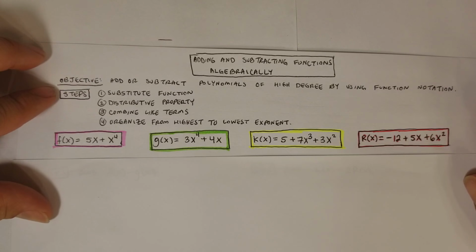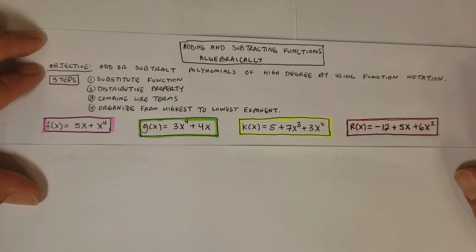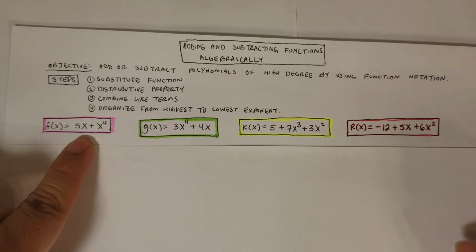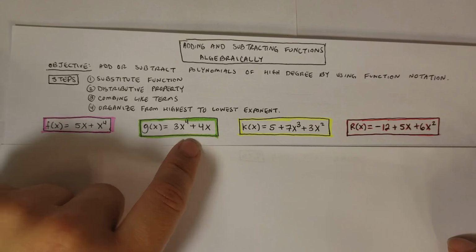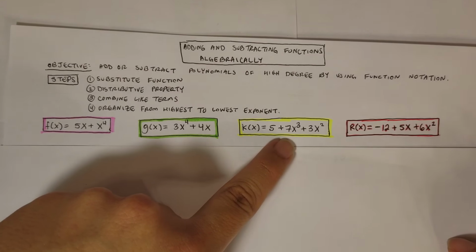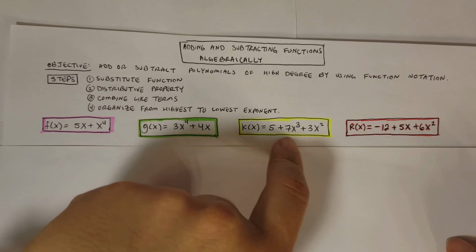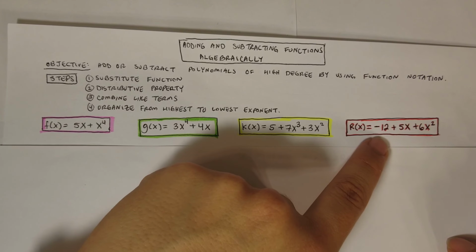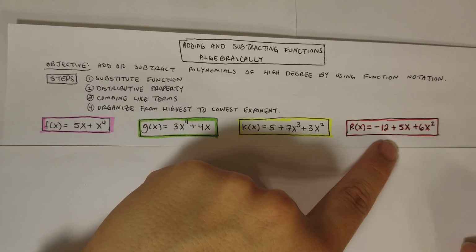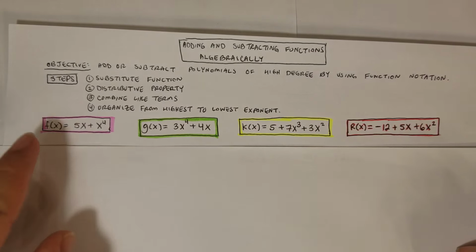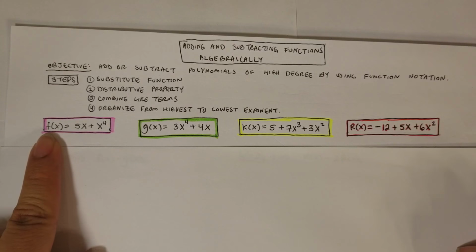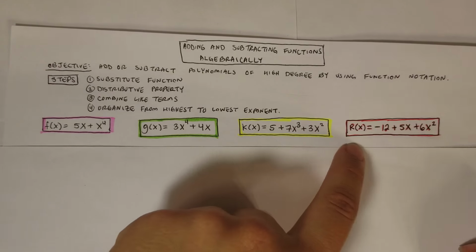So I have 4 different functions. I have function f of x, which I just made up, 5x plus x to the power 4. G of x is 3x to the power of 4 plus 4x. K of x is 5 plus 7x to the power of 3 plus 3x squared. And then R of x is negative 12 plus 5x plus 6x squared. So these are 4 totally distinct functions. They all have different names. This is the function f, function g, function k, function r.